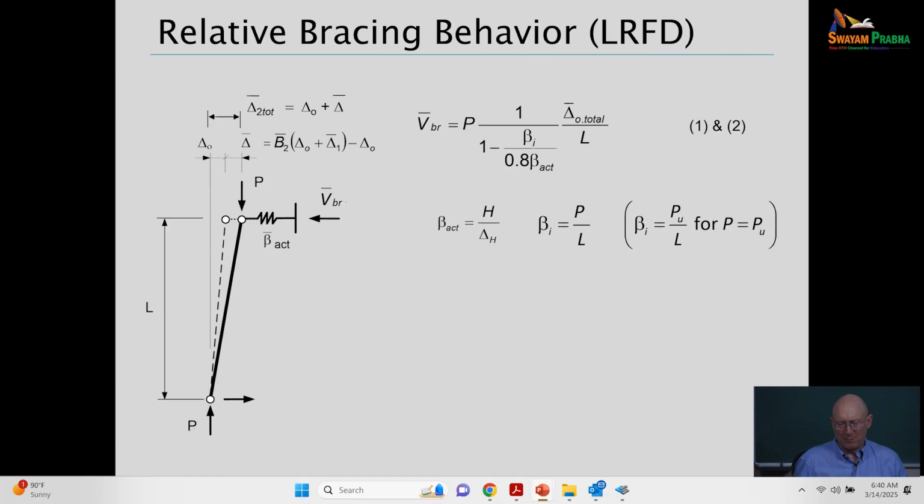So let's look at how the bracing behavior works. Let's take the equation we've just derived, but where we've been writing it with a P subscript U, the axial force at strength.